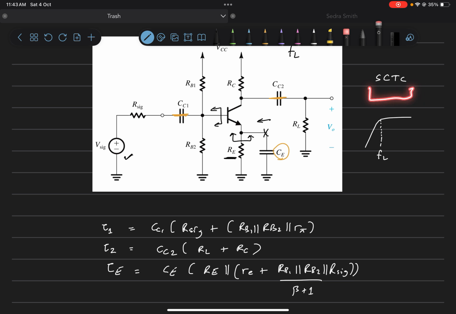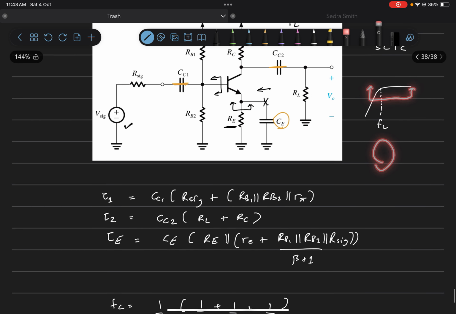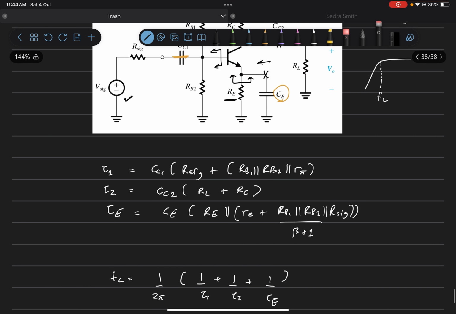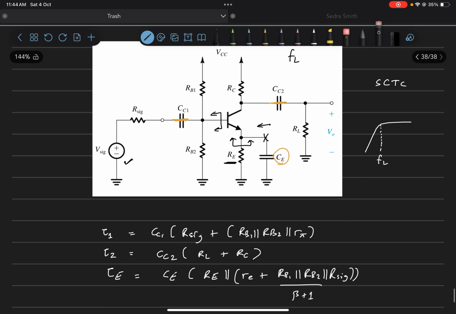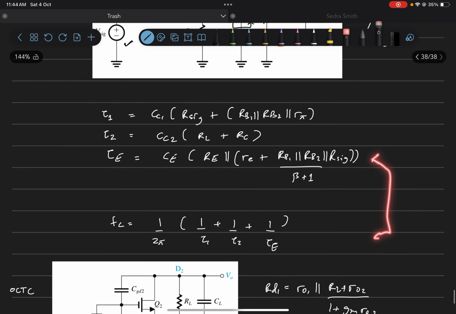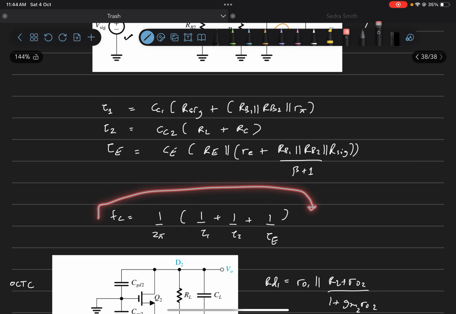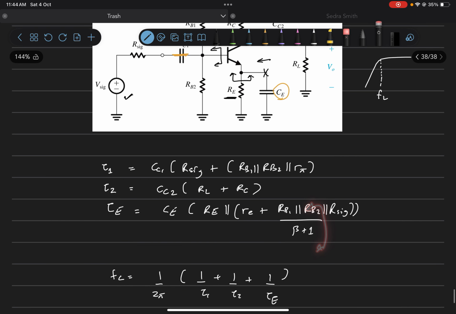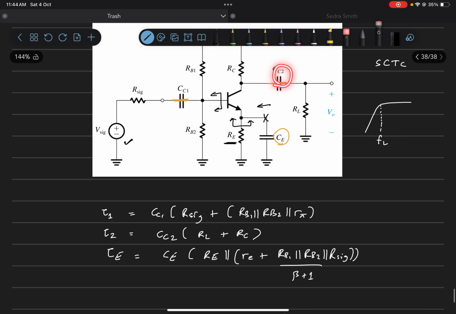Now the method of short circuit time constants says that the value of FL, stating without proof, will be given by this expression. FL will be 1 over 2 pi times 1 over tau 1 plus 1 over tau 2 plus 1 over tau E. Since you have found all these time constants by seeing one capacitor at a time and shorting all the other capacitors, once we get these time constants, we can find the value of FL by this expression. So this will give us the value of FL, which is dominated by the decoupling capacitors. Now this is all about SCTC.